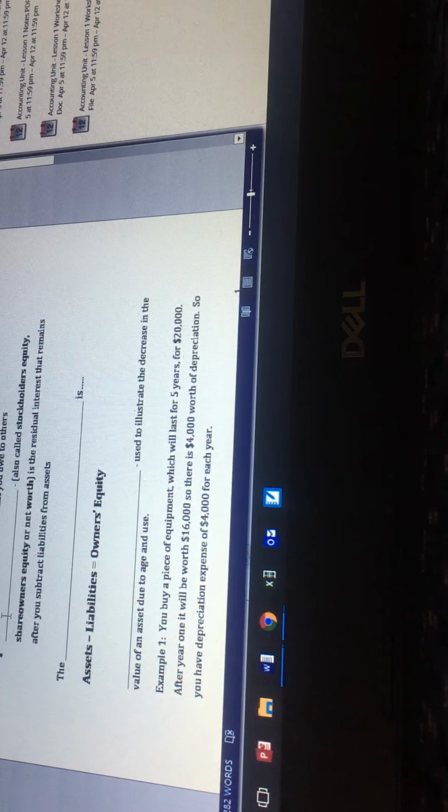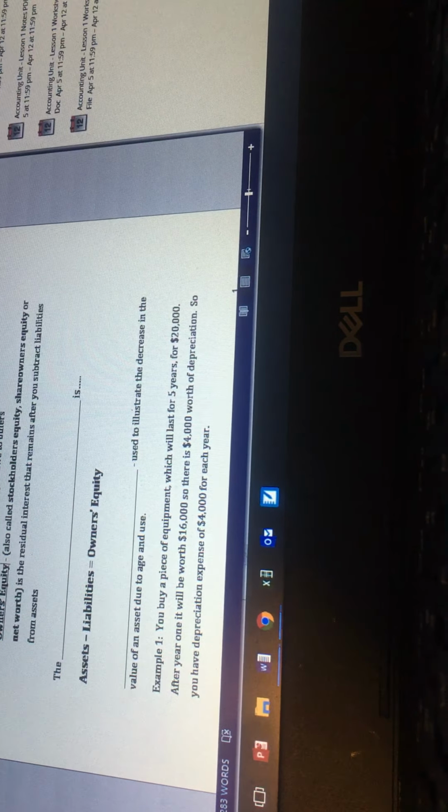All right? And then if you subtract liabilities from assets, that's subtracting the things that you owe to others from the things that you own, you have what's called owner's equity. That's what you're worth. So owner's equity. And then what I just stated is what's called the accounting equation. The accounting equation is simply the assets, the things that you own, minus liabilities, the things that you owe to others, and that leaves you with your owner's equity, or what you're worth, your net worth.